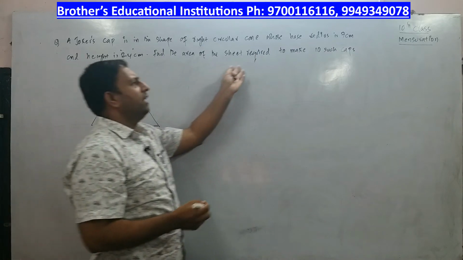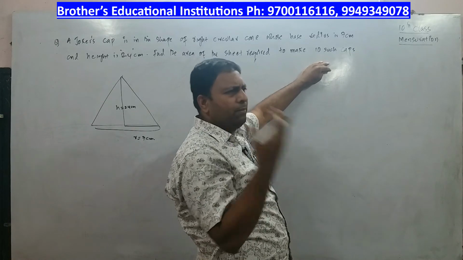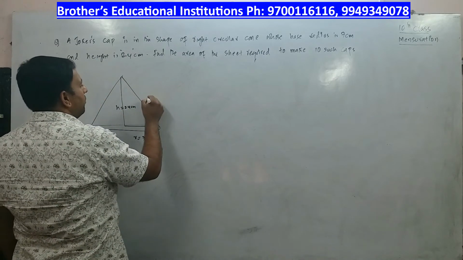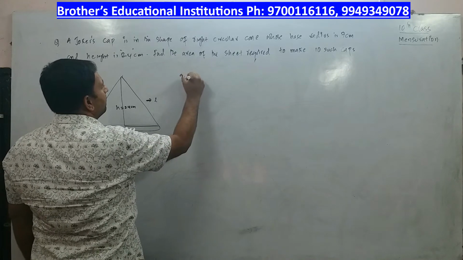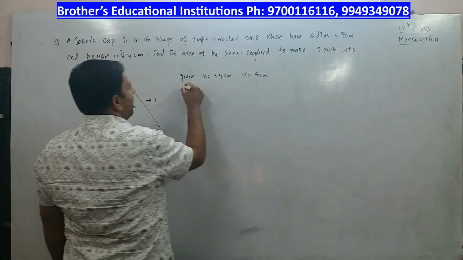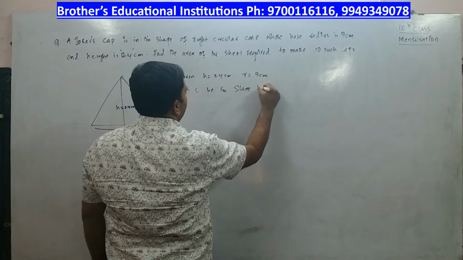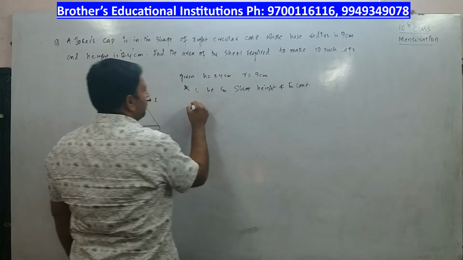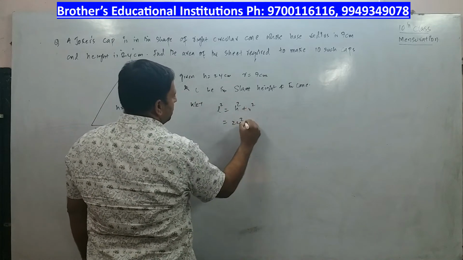Now the area of the sheet required for 10 caps is equal to 10 into the area of 1 cap. For 1 cap, how much area is required? If you know that, multiplied with 10, you will know the area of 10 such caps. So what am I going to do? See, and what is this? This is called the slant height, L. Given height is 24 centimeters, radius is 7 centimeters, and let L be the slant height of the cone. So we know that L square is equal to h square plus r square, which is 24 square plus 7 square.